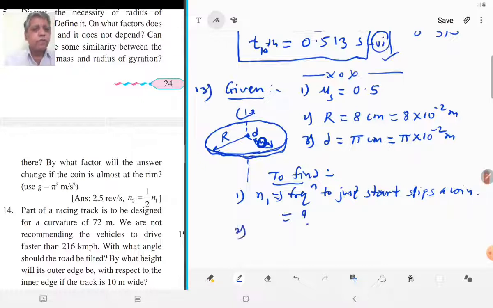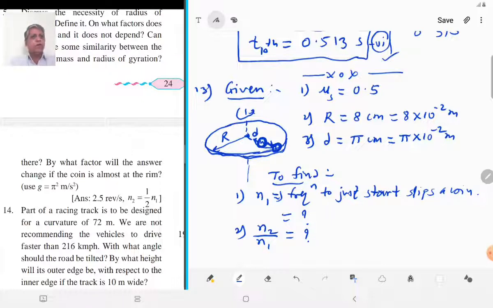Second point, by what factor will the answer change if the coin is almost at the rim? Almost at the rim. That means if again we increase the frequency of rotation so that the coin from its place moves to the rim, comes to the rim. At that time, what is the frequency? That means n2 upon n1, that is the factor. n2 upon n1 is to be determined.